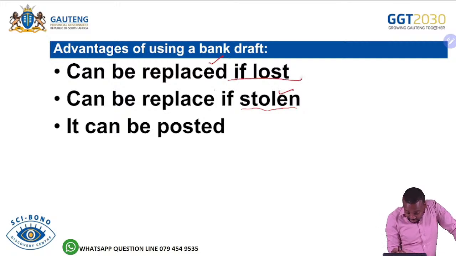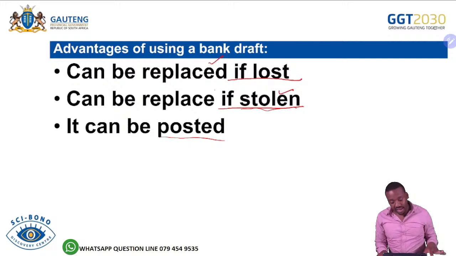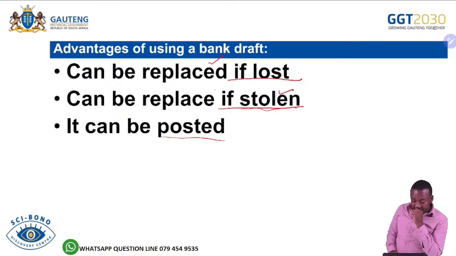Check this one. This is if lost, and this one is if stolen. It can also be posted via mail, right? So it is easy to move. It can be posted via mail so that the next person can receive it. These are some of the advantages of using what? A bank draft. It can be replaced if lost, it can be replaced if stolen, and it can also be posted. Right, I hope you are learning. As we move along, you will see time and again the advantages are checking. Remember, I said it will depend on the payment method.